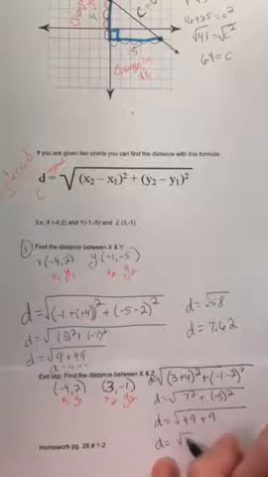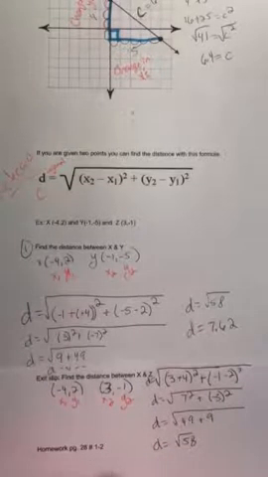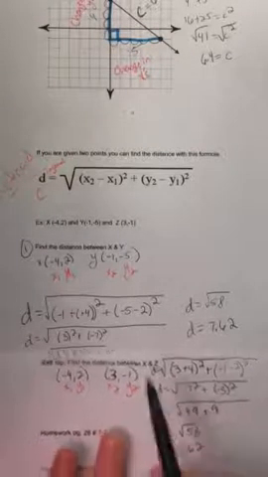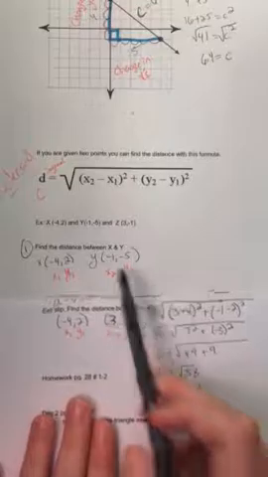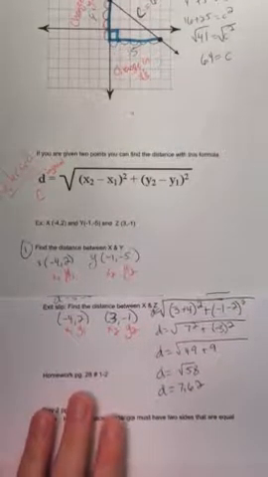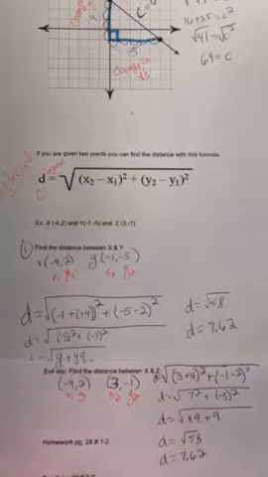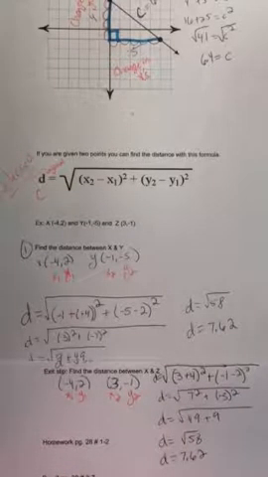So this one's going to be the square root of 58, and we already know that the square root of 58 is 7.62. So the distance between x and z is actually the same as the distance between x and y. So that's kind of interesting, right? If you were to actually plot those points, you can kind of see that.